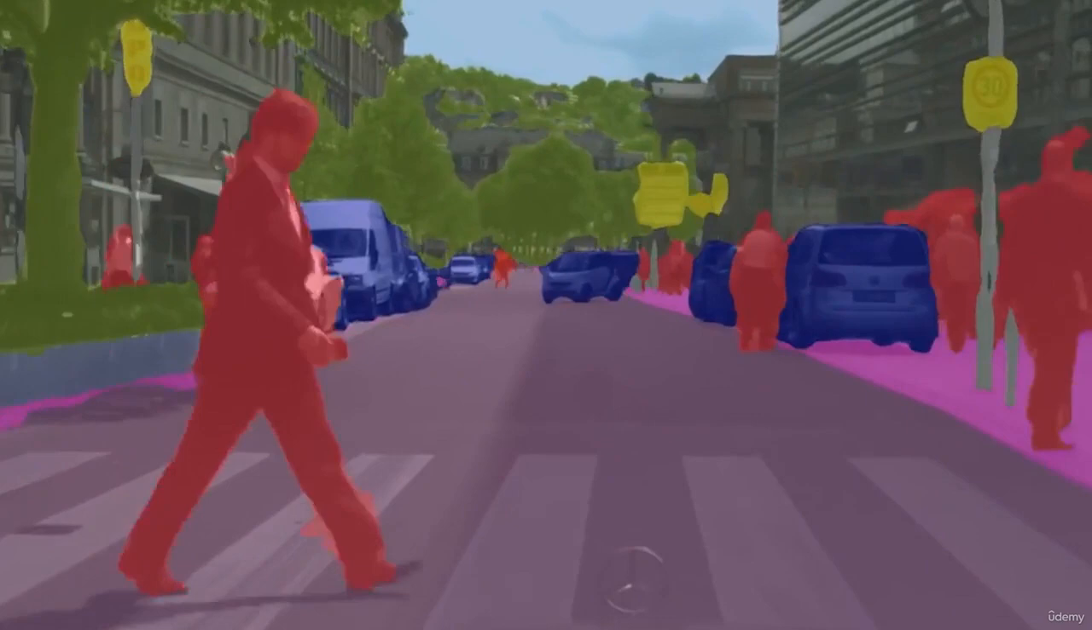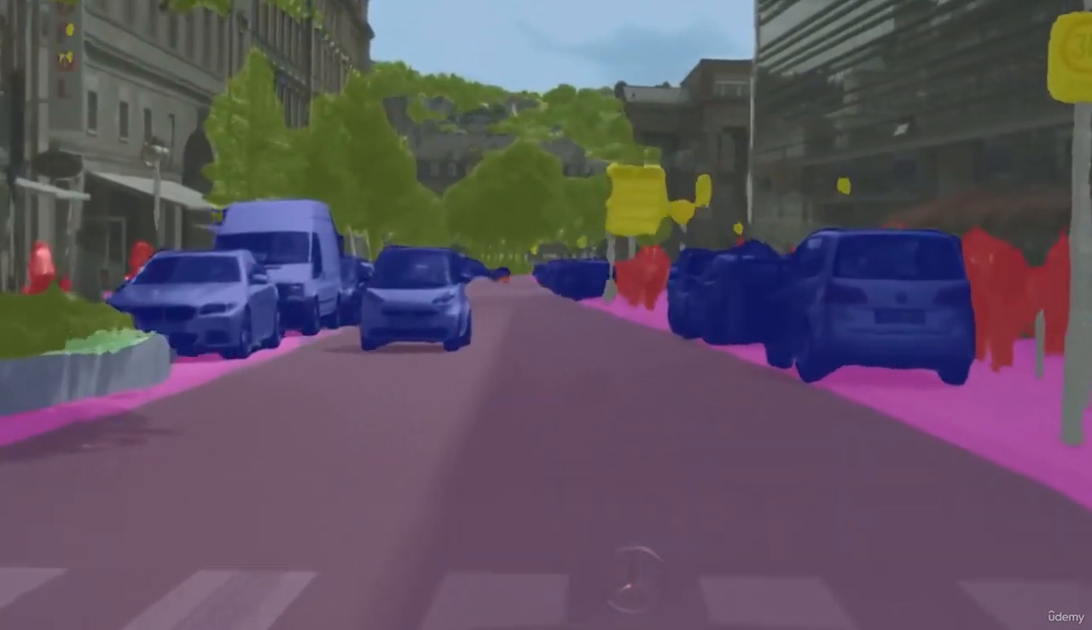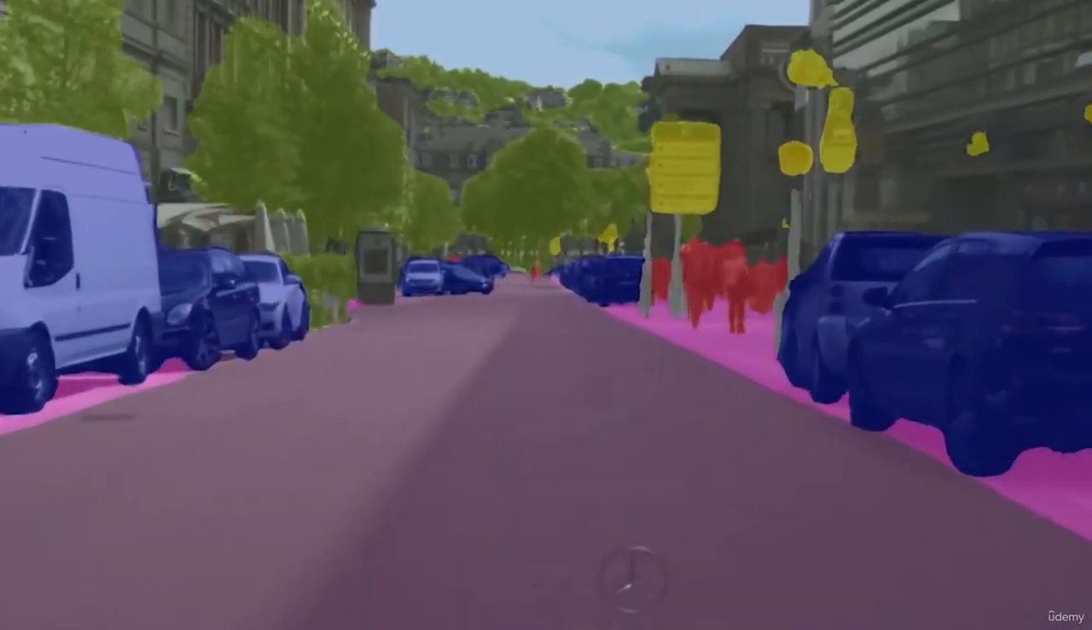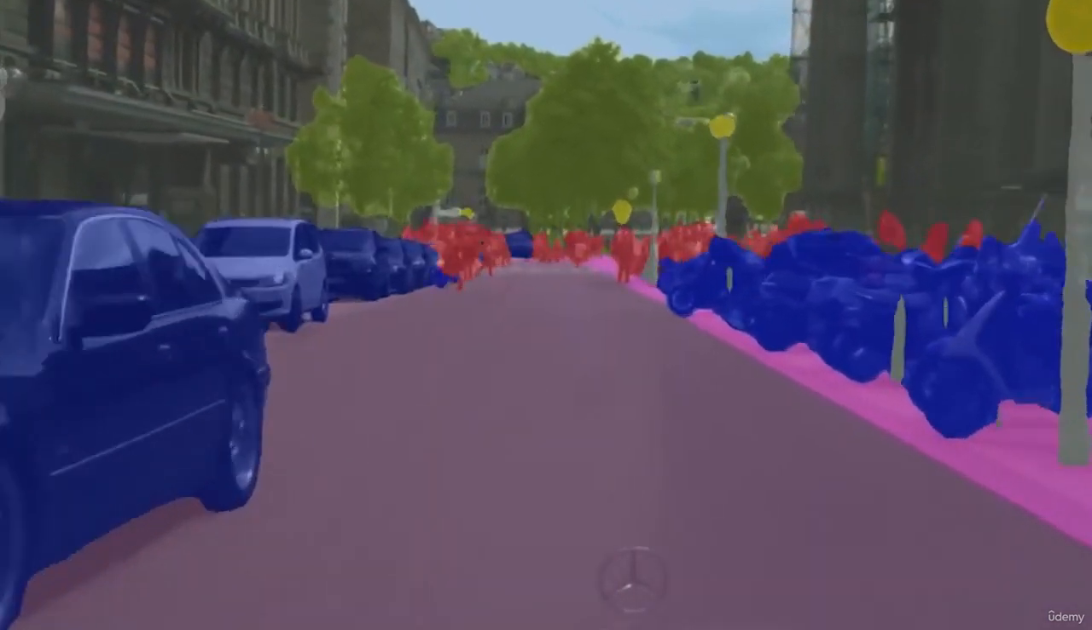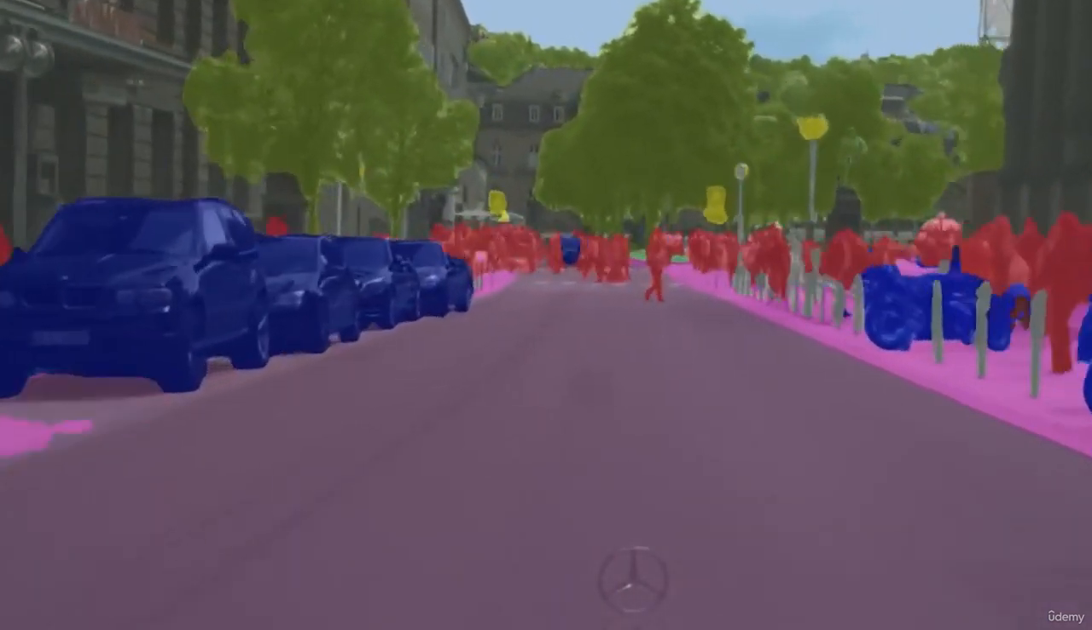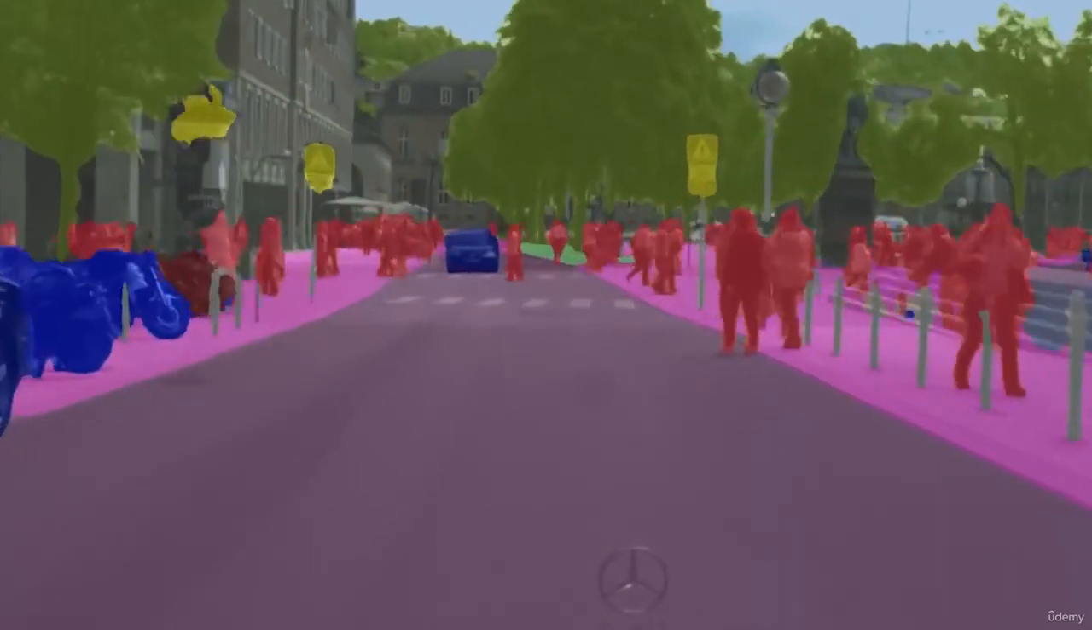Semantic segmentation can also help autonomous vehicles with understanding traffic signals, as well as providing obstacle avoidance by detecting objects such as construction cones, pedestrians, or any obstacle on the road.